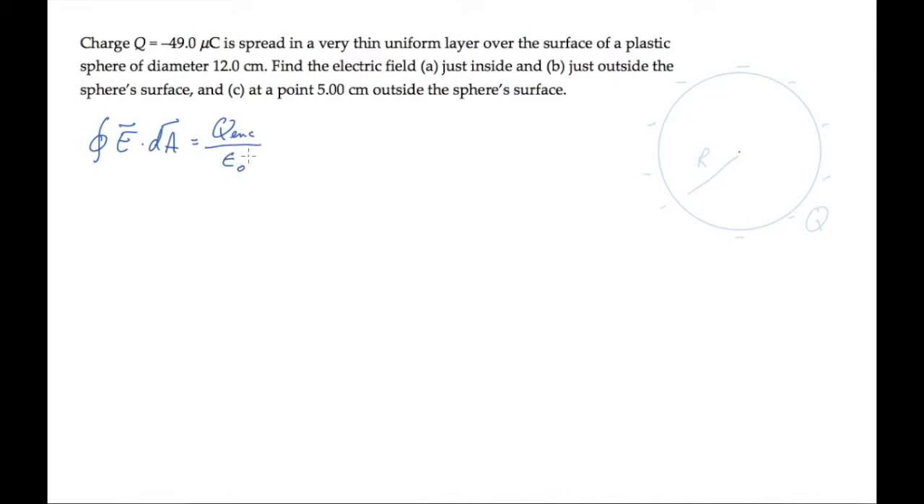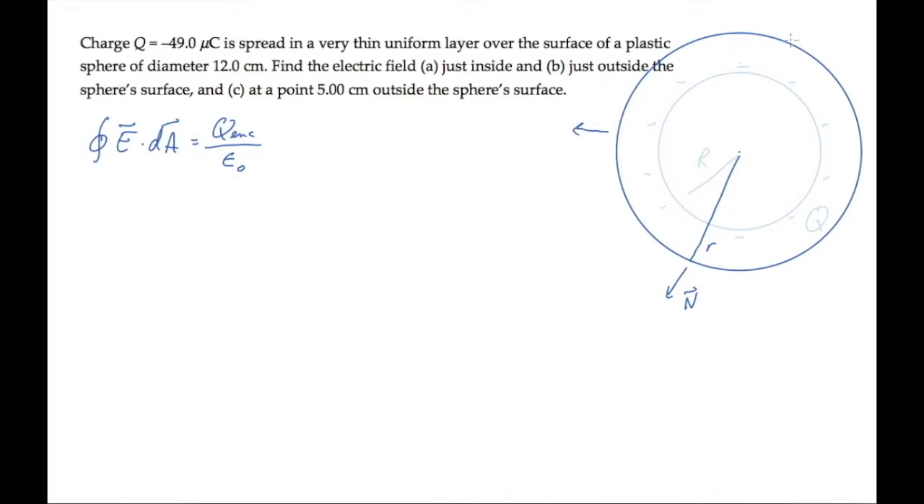Let's first apply Gauss's law to an arbitrary spherical surface concentric with the plastic sphere we were given. I'll draw that here with this outward normal in the radial direction. We know from symmetry in the problem that the electric field will also be in the radial direction, so E dot dA just becomes E times dA. Those are scalars.